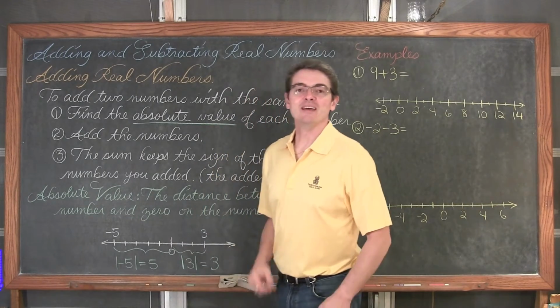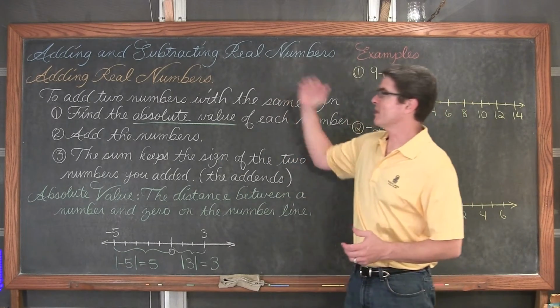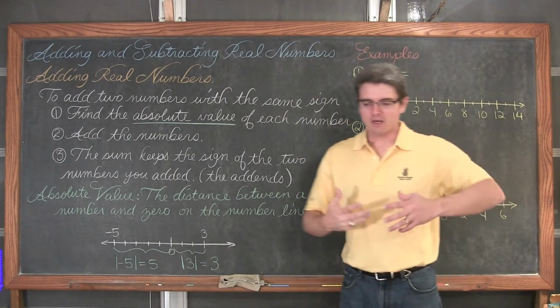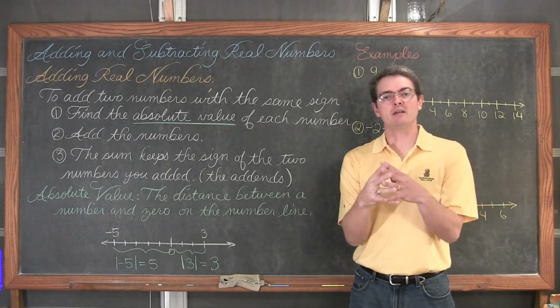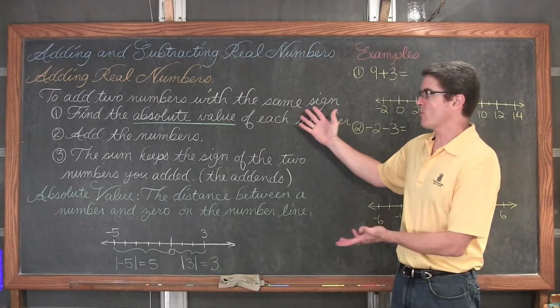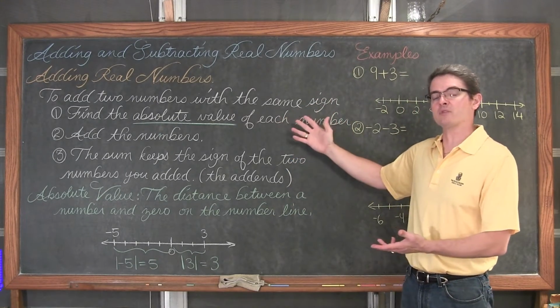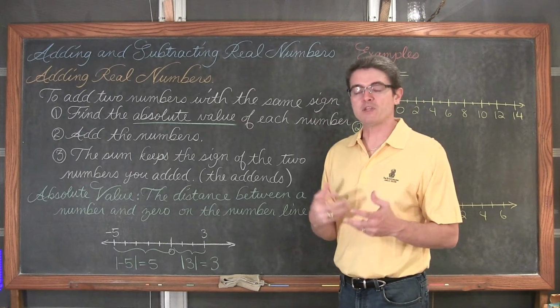Mr. Tarou, in this lesson we are going to be talking about adding and subtracting real numbers. Basically, combining numbers, not with multiplication or division, but combining numbers through addition or subtraction that have different signs. We're going to be talking about combining numbers or adding numbers that have the same sign first, and then we're going to talk about combining numbers with different signs.